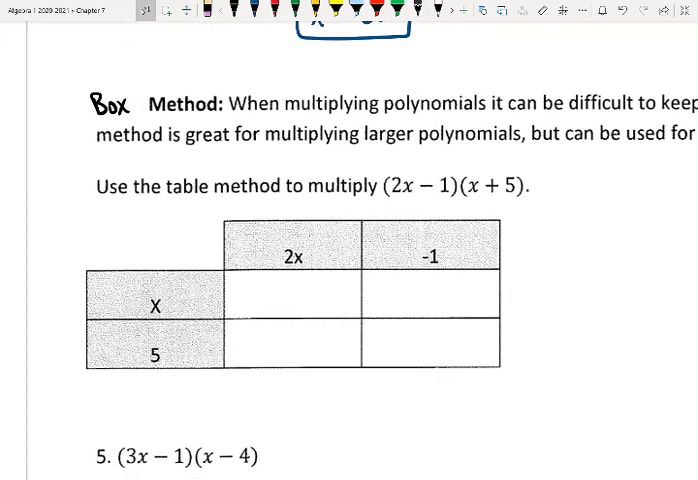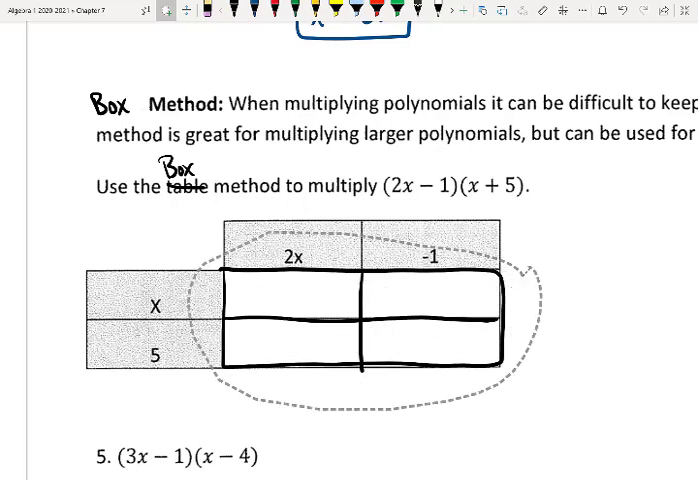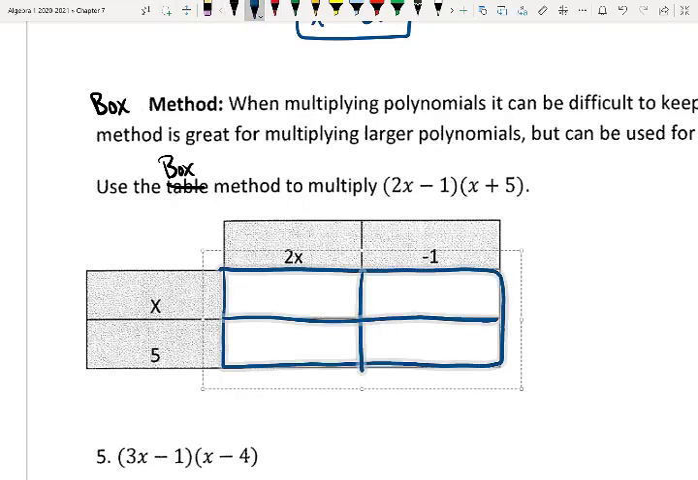So this is what table multiplication, which again, box multiplication, looks like for 2x minus 1 times x plus 5. So what I do is I make a little box here. The way that I would usually do this, I'm just going to draw this part of it, and then I label the other stuff on the outside. So I'm going to change my color here. Let's do blue so you can see. There we go. So I then just label each term of my original two polynomials, labeled as either the label to a column or a row.